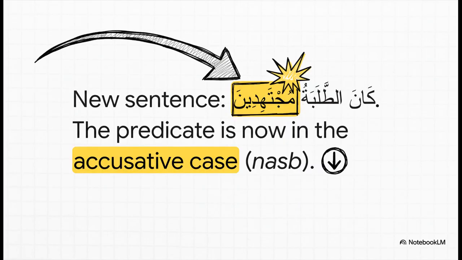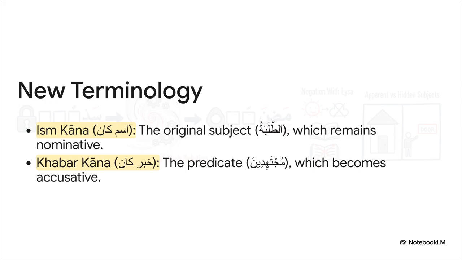And boom, there it is, the transformation. The predicate shifts from that default nominative case, or rafa, to what's called the accusative case, or nasab. You can see the ending changes from una to ina. That accusative case is a signal that the predicate is now being affected by the verb kana. The subject is left alone, but the predicate is now linked directly to kana, and just like that, the meaning becomes the students were diligent. You know, once kana shows up, the parts of the sentence even get new names to reflect their new jobs. The subject is now called the noun of kana, and the predicate becomes the predicate of kana.